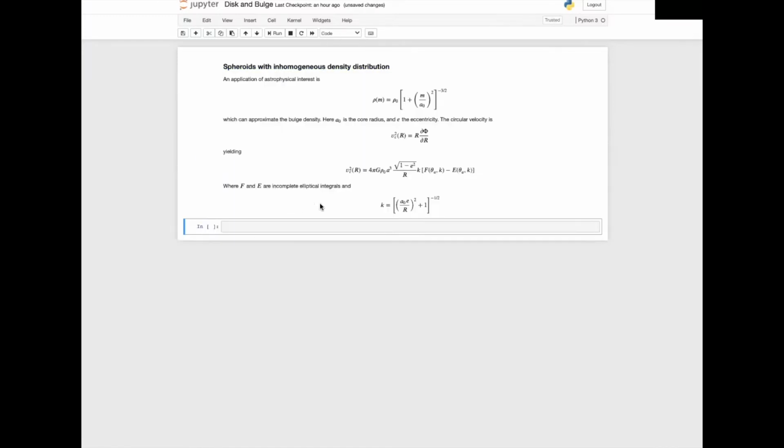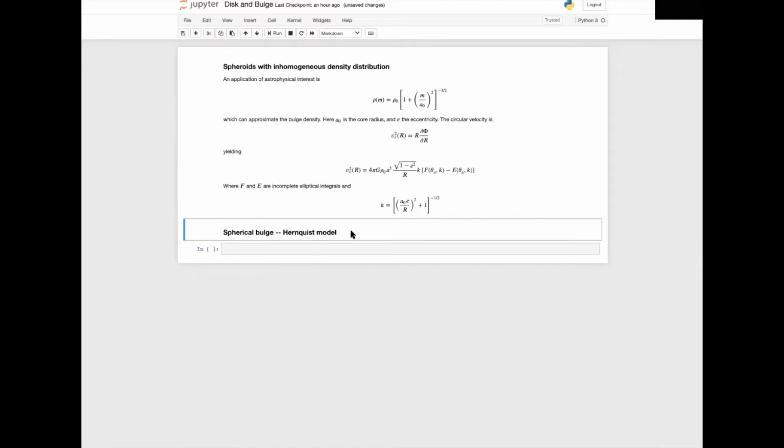Well, calculating the potential, again, results in a complicated integral that gives some special functions as a result, where F and E here are incomplete elliptical integrals, and k is given by this quantity. That looks a bit complicated. In fact, a spherical approximation is not a bad approximation for the bulge.